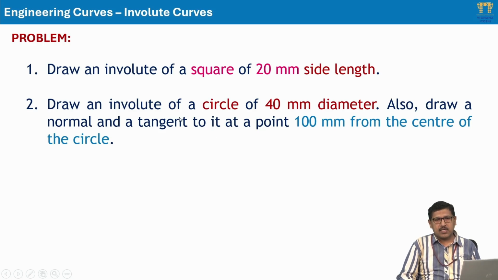So for that, now what is the given data? There is a circle whose diameter is 40 mm or radius is 20 mm. So we have been asked to draw the involute as well as draw a normal and tangent to it at a point 100 mm from the center of the circle.